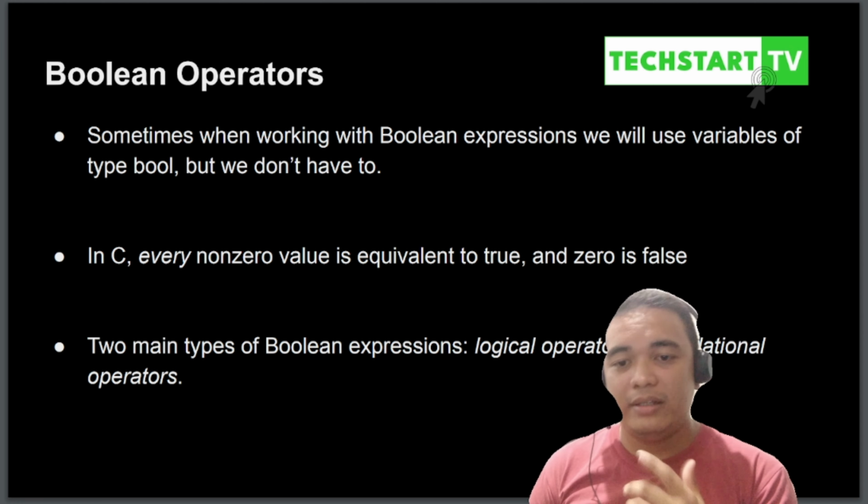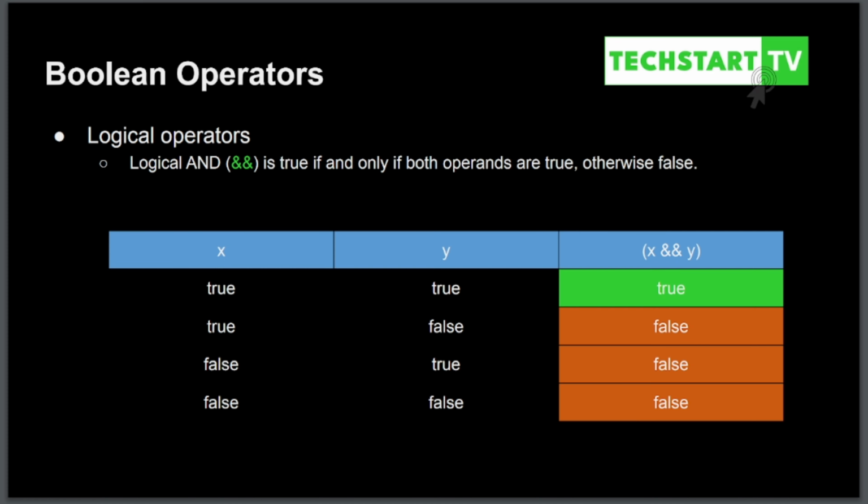Logical operators, na familiar nga table, no, truth value. Logical operators natay gitawag nga and, or, ug not. So there is a and. Logical and is true if and only both operands are true, otherwise false. So ang and nga logical operators kay gi-represent siya sa symbols nga duha ka and.